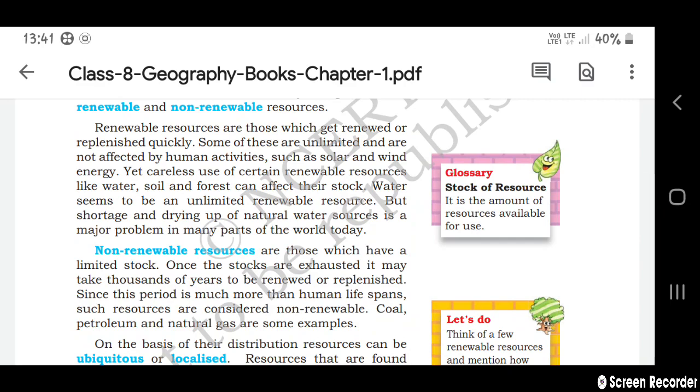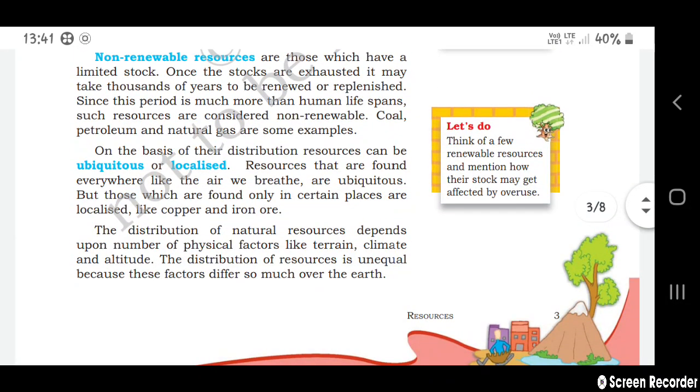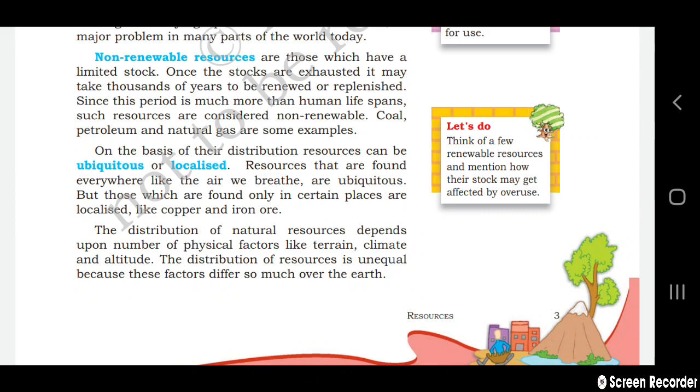The amount of resources that are available for us is known as the stock of resources. Non-renewable resources are those which have limited stocks. Once the stocks are exhausted, it may take thousands of years to be renewed, since this period is much more than the human lifespan.